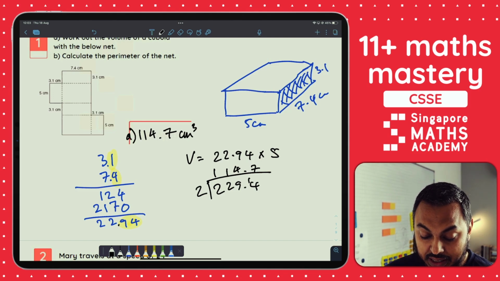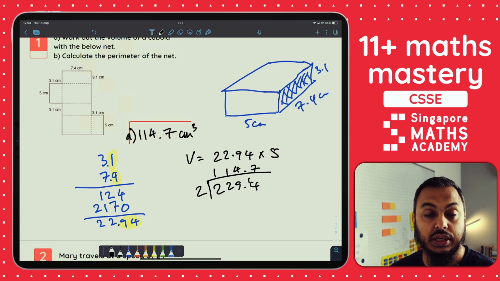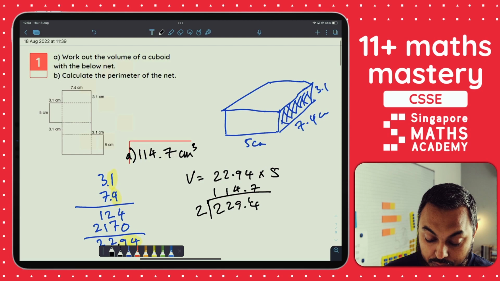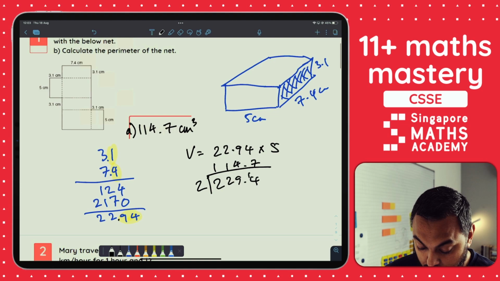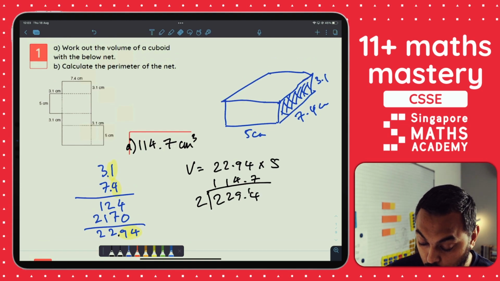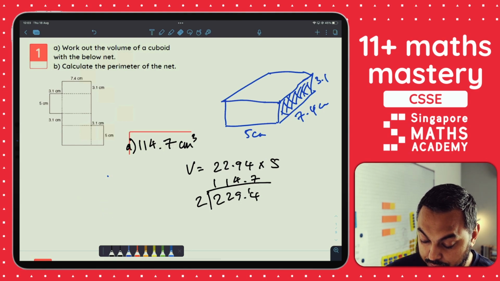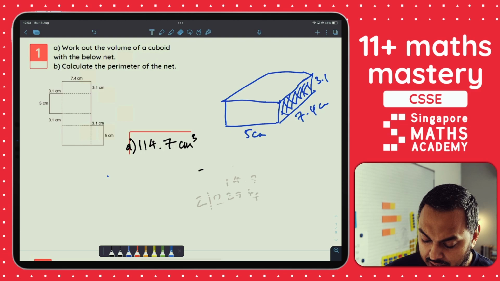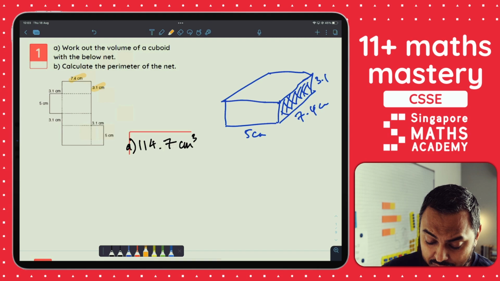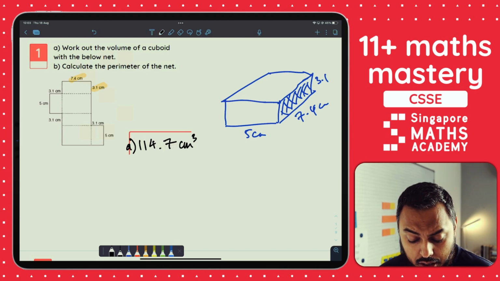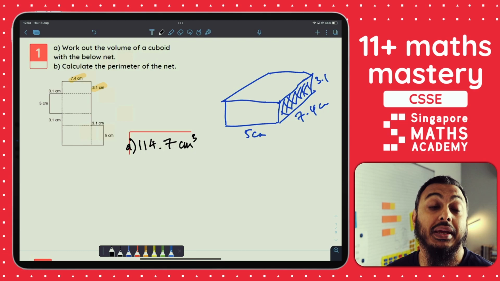Okay, for B, calculate the perimeter of the net. It's a bit more tricky, this one. You've got 7.4. So what we have to do is add quite a few of these together, right? So let's see how we can do that in an efficient way. So let me just get rid of all of this, and we've got a bit more space to write with. And so here, I'm going to be adding up these lengths. What I tend to do is show that I've added these together by making a mark or putting a tick, so I don't have to add them again by accident.